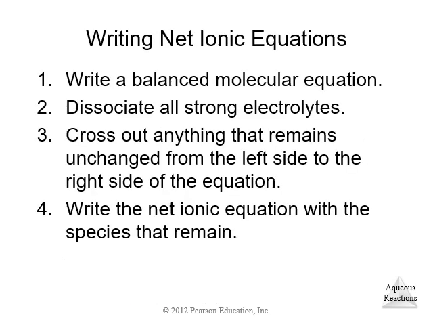So when you are writing your net ionic equations, the first thing that you want to do is write a balanced molecular equation. You want to then dissociate all of your strong electrolytes, and you will cross out anything that remains unchanged from the left side to the right side of the equation. You would then write the net ionic equation with the species that remain.